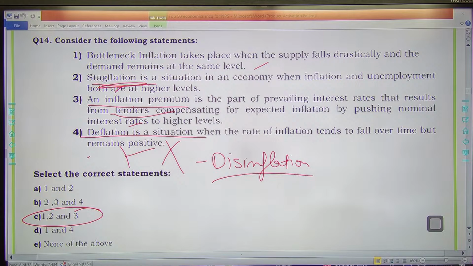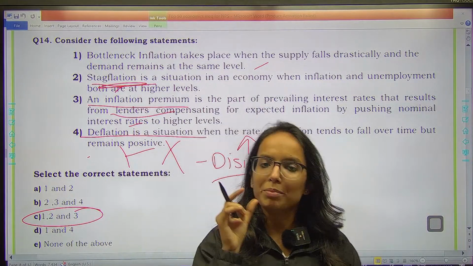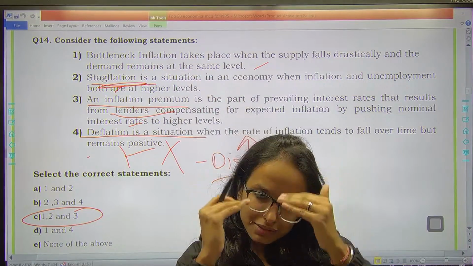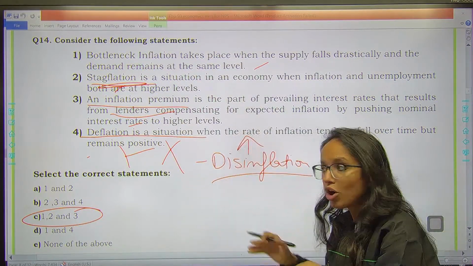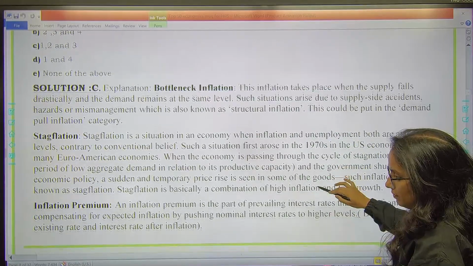This is the definition of disinflation as I told you. जहां पर इन्फ्लेशन तो है बट कम रेट से है. डिफ्लेशन होता है कि इन्फ्लेशन नहीं है, यानी प्राइसेस नहीं बढ़ रही हैं, प्राइसेस आर फॉलिंग. ओके, सो इन्फ्लेशन का ऑपोजिट इज डिफ्लेशन. Next question.